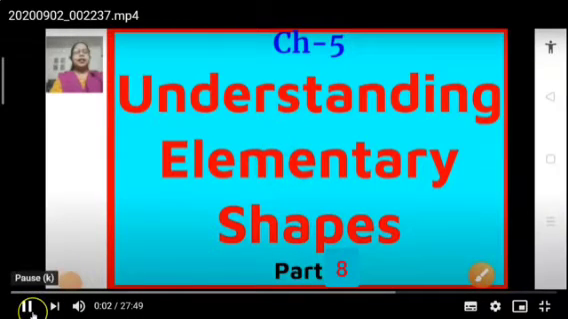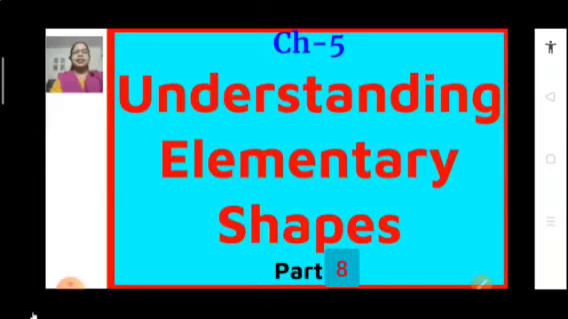Student Sairam, let's continue with chapter 5, Understanding Elementary Shapes. This is the concluding part of the chapter. Children, in our previous sessions, we learned about different types of angles and how to measure the angles using a protractor, and also about the perpendicular lines and perpendicular bisectors.